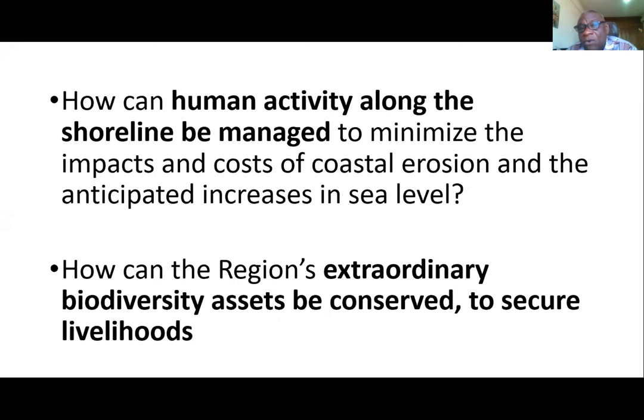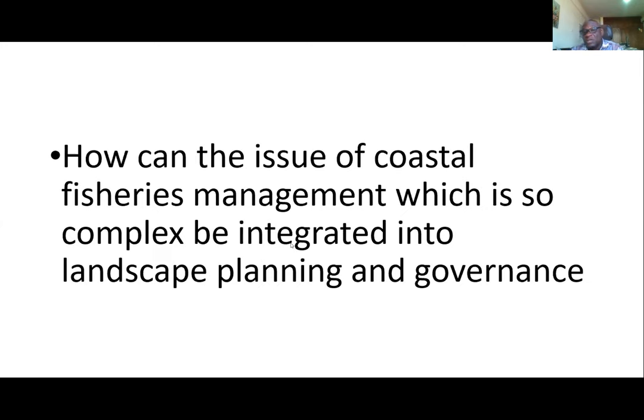Again, how are human activities along the shoreline managed? And how do we minimize the impact of the coasts on the coast, as well as the cost of coastal erosion and anticipated increases in sea level rise? Again, the place where we are working has extraordinary biodiversity that needs to be conserved. And this same biodiversity, including the fisheries, sustain livelihoods in the area, and therefore you cannot look at only one and leave the other. Our purpose was to integrate the two to see what outcomes we can have.